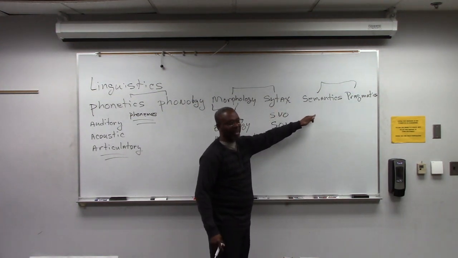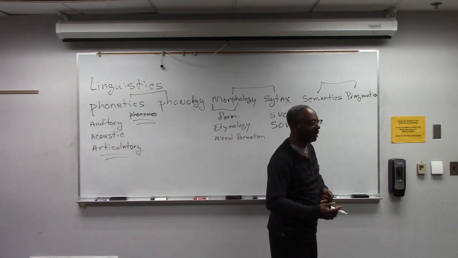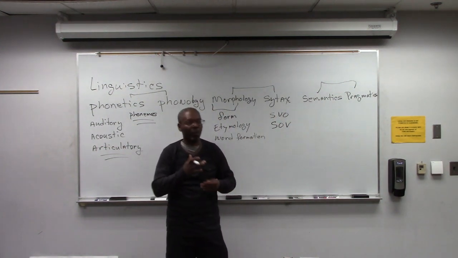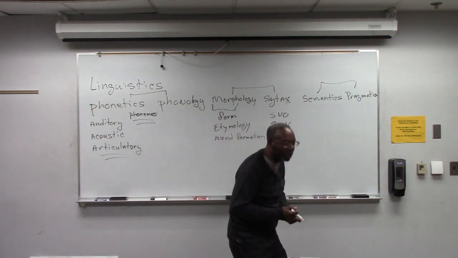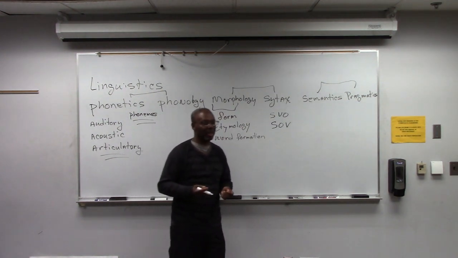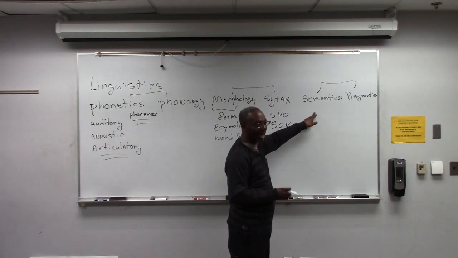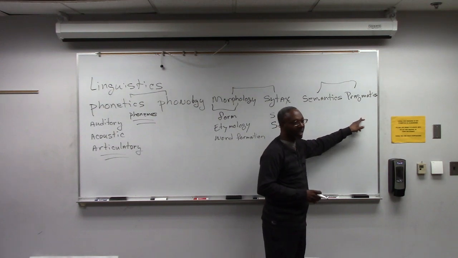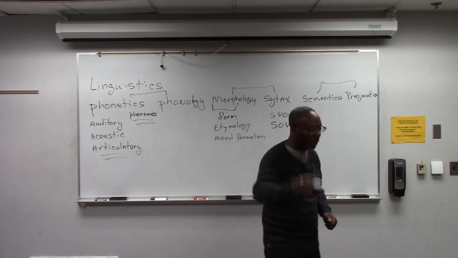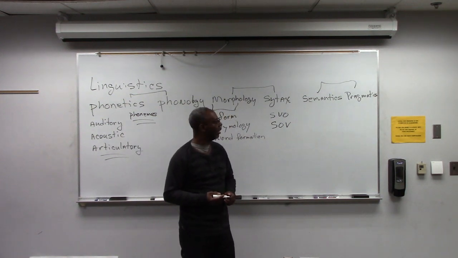Semantics is the scientific study of meaning not in context. What I mean by not in context, you're just studying the meanings of words. You're not looking at the person, the gender, where something was said, how something was said. You're studying definition, not in context. Pragmatics is studying meaning in context. You want to look at the speaker, how the speaker said it, where the speaker said it, etc.